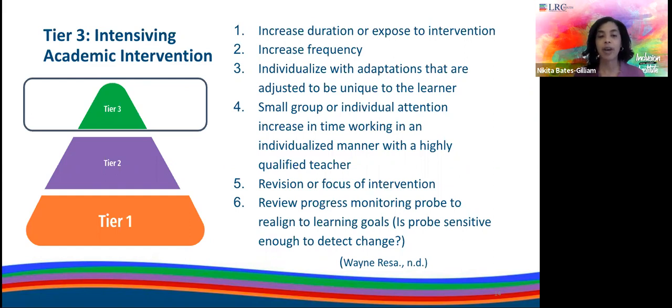And then looking at 5, the revision focus or the refocus of intervention. So always considering the question as the interventionalist, how else can we support the student? How else can we support the learner? And then looking at step 6, review progress monitoring. So how can you adjust the progress monitoring guide to meet the best needs of the learner?